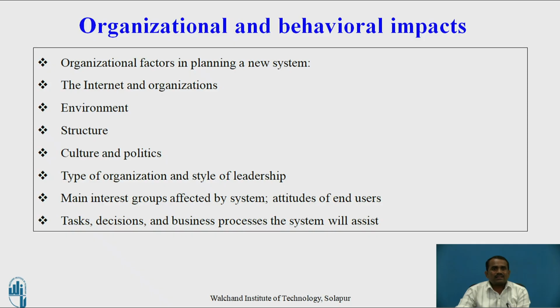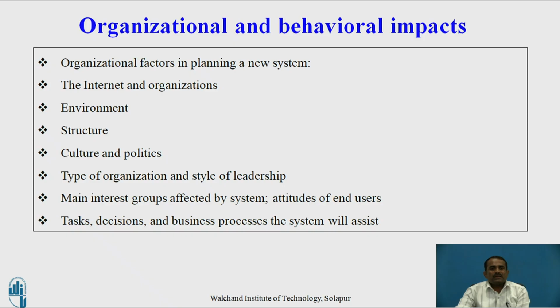So organizational factors in planning a new system are the first point we have to consider. The internet and organizations: what type of environment we have to adjust to in the business, and how the internet as well as the organization's role can shape that environment. What type of structure we have to form before starting the business, the culture as well as the politics we have to consider and how they play a role, what type of culture and politics we have to adopt in the business field, the types of organizations, and the style of leadership we have to count in the business.